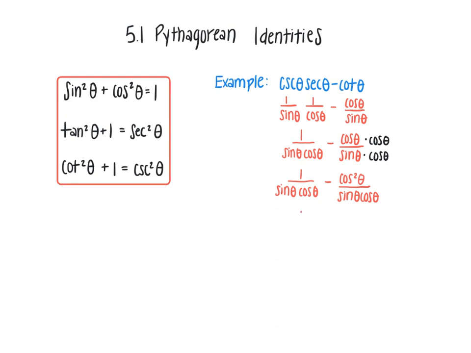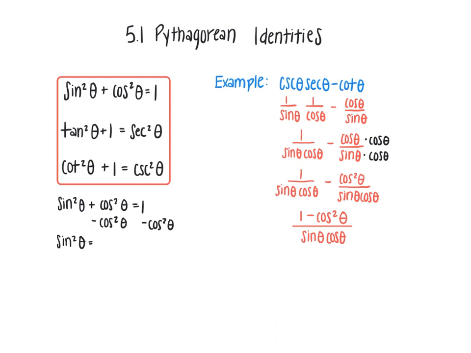And what you're very quickly going to notice is I all of a sudden have a Pythagorean identity in my numerator. And in the denominator, again, I have sine of theta, cosine of theta. So if you take the first Pythagorean identity, sine squared theta plus cosine squared theta is equal to 1, and rearrange it by subtracting cosine squared from both sides, what we see is that sine squared of theta is equal to 1 minus cosine squared of theta.